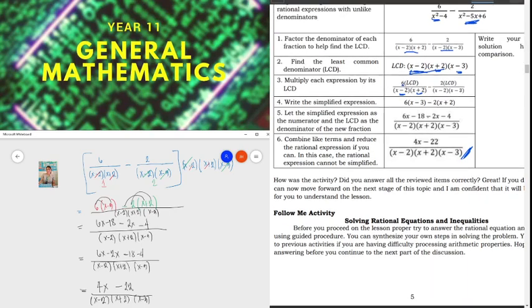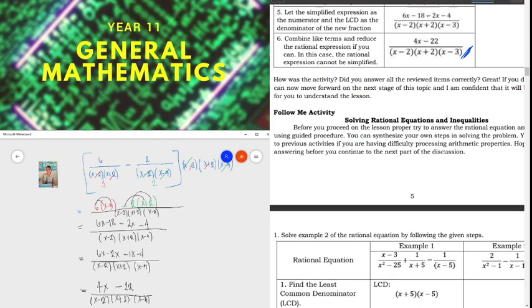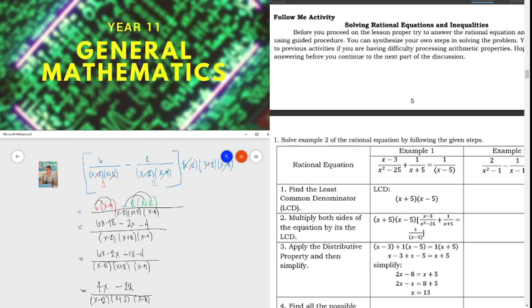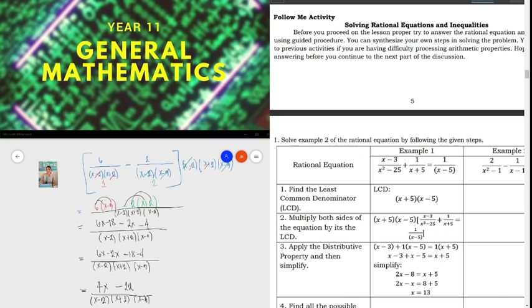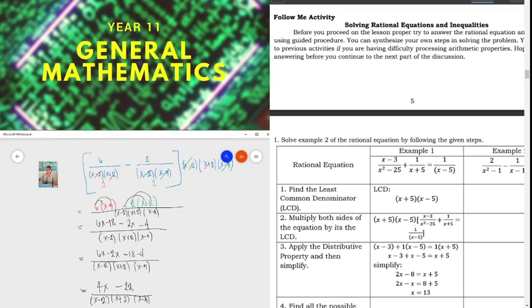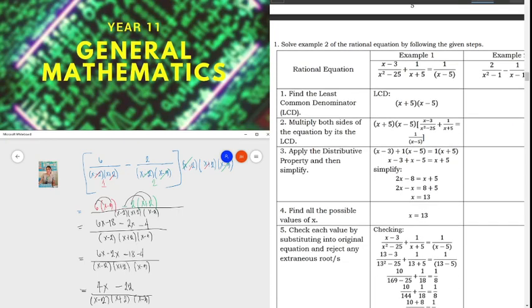Now let's proceed to solving rational equations and inequalities. Refer to your module. Okay, refer to your module. We have now first example. You have this x minus 3 over x squared minus 25 plus 1 over x plus 5 is equals to 1 over x minus 5.